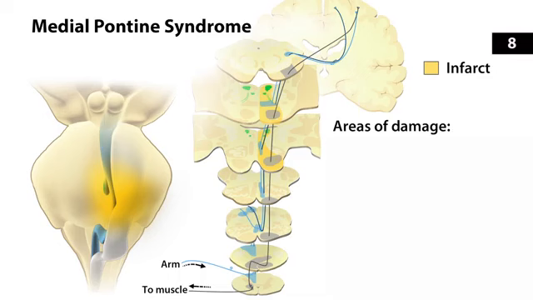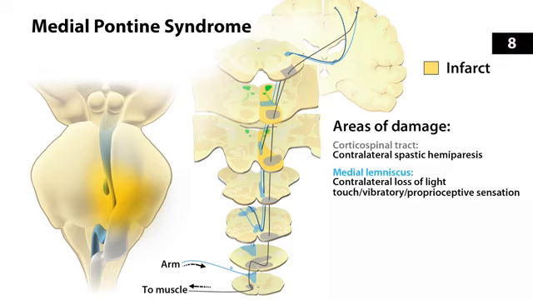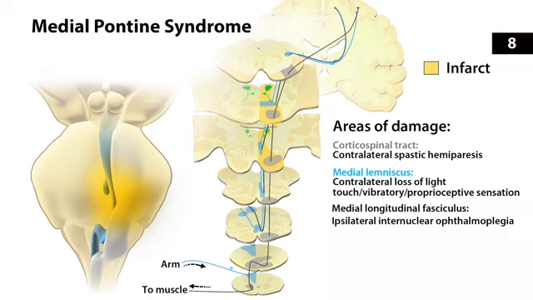So with medial pontine syndrome, you have contralateral spastic hemiparesis due to corticospinal tract damage. You have contralateral loss of light touch, vibration sense, and proprioception due to medial lemniscus damage. You may see internuclear ophthalmoplegia due to damage of the MLF, the medial longitudinal fasciculus. I'll explain what that is in just a moment, but this is part of the eye findings I described and also the nystagmus. Adjacent to the MLF is a structure called the PPRF, the paramedian pontine reticular formation.